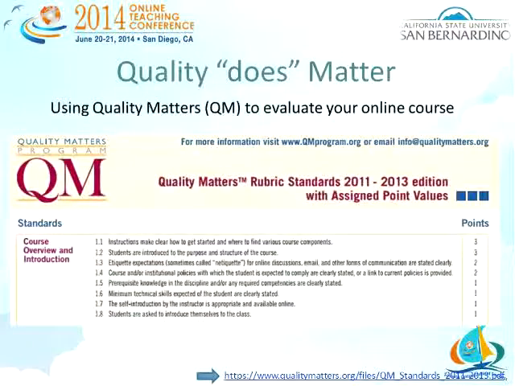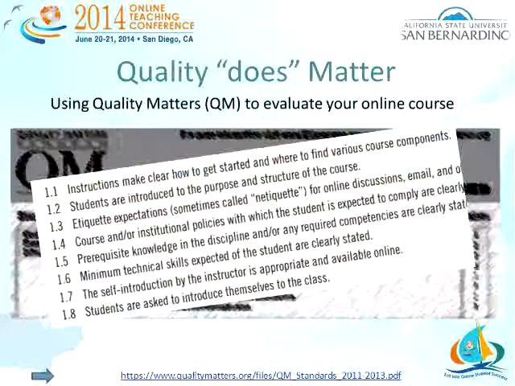So 8 standards with 41 substandards for about 328 different standards. And just to give you a quick idea, on the first one, you have your course overview and introduction, and you have 1 standard with 8 substandards. So you have things like instructions make clear how to get started. Students are introduced to the purpose and structure of the course, etiquette expectations about discussions online, course and institution policy. So imagine 8 times 8 per standard, and having 41 substandards, it becomes a lot.